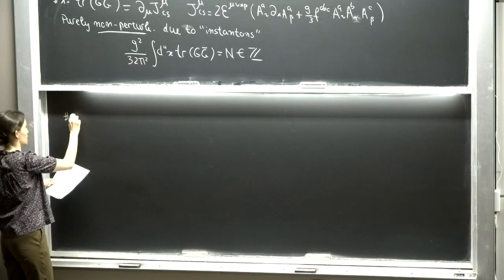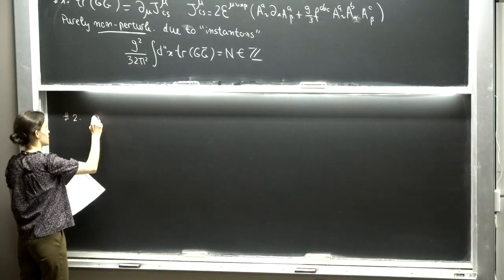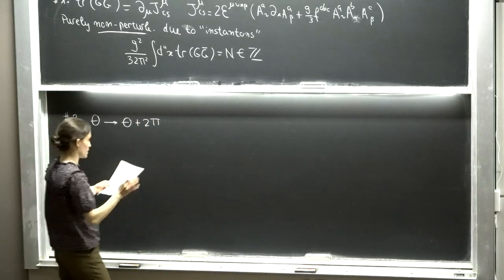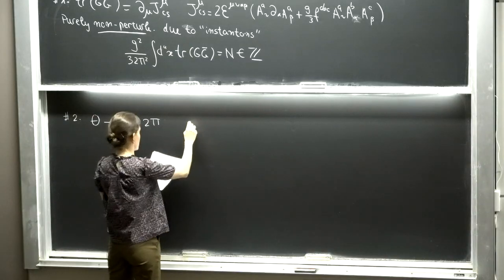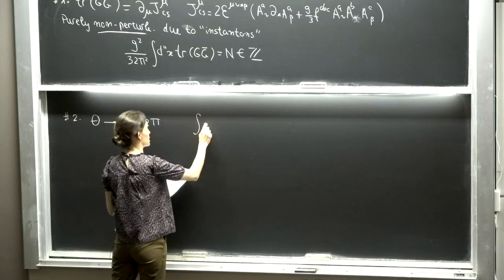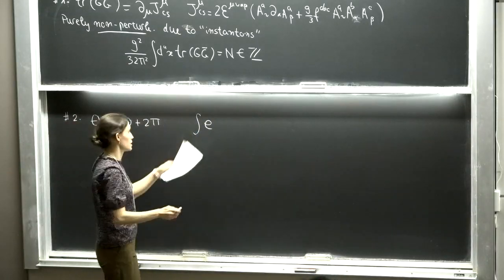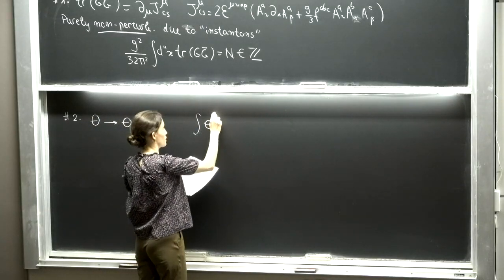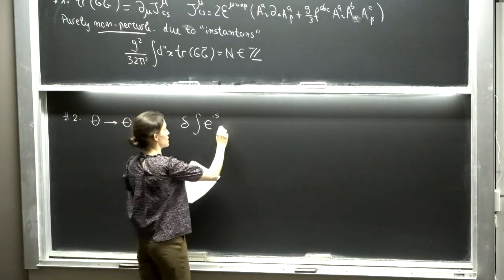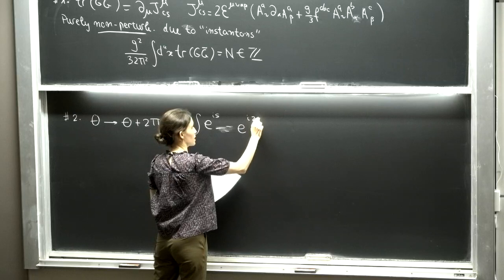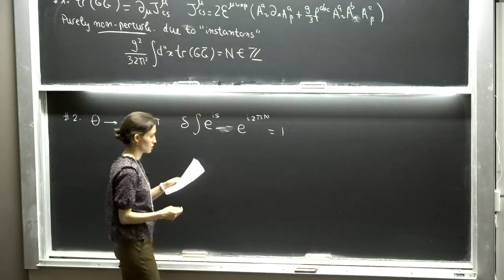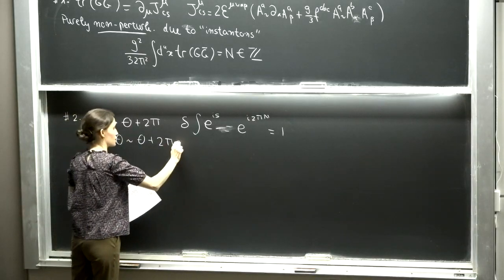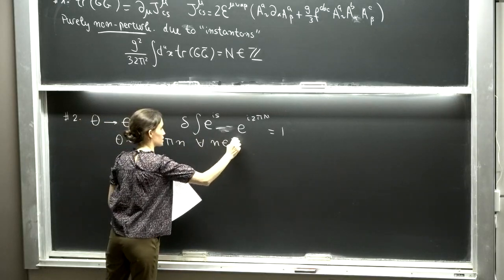Comment number 2 is that, although it's not obvious from the way I've written it up there, theta is an angle. So if I change theta to theta plus 2 pi, the action changes by a multiple of 2 pi. And so when we're doing our sum in the path integral over all field configurations, the change is just e to the i 2 pi n, which is 1. Okay, so theta is equivalent to theta plus 2 pi n for all n in the integers.